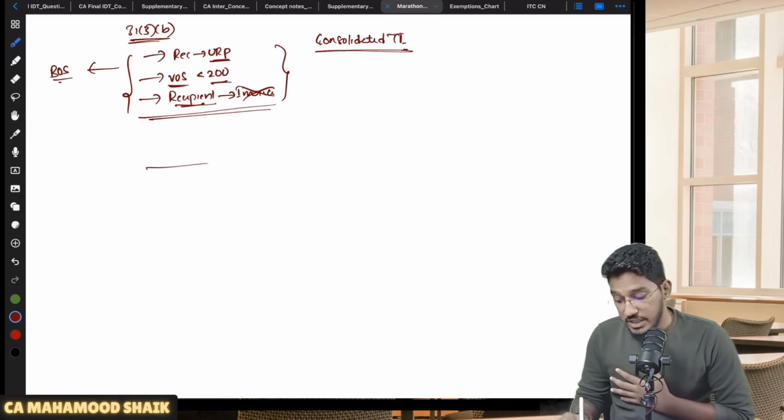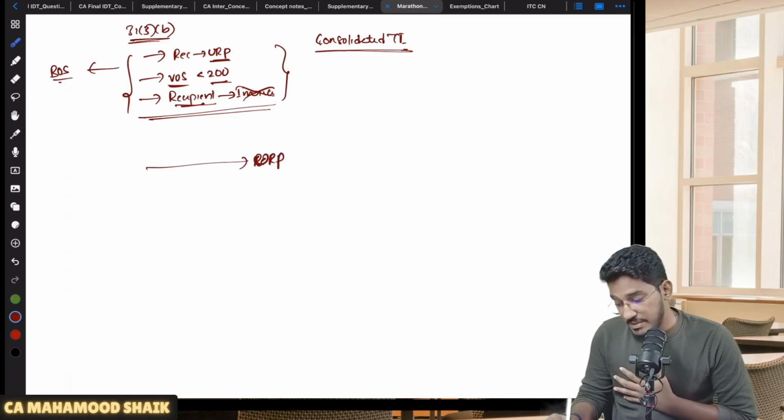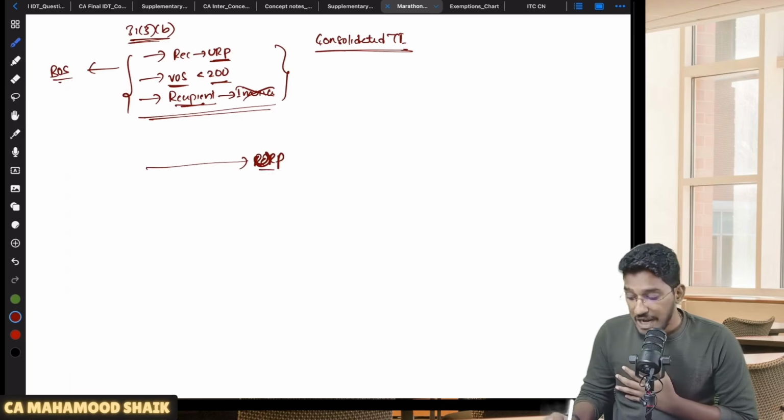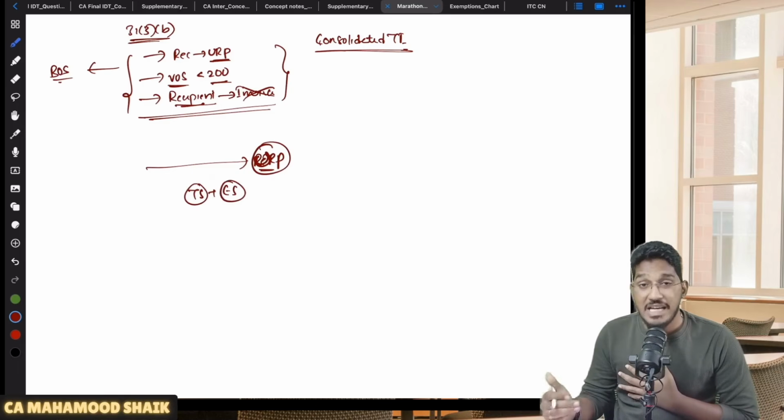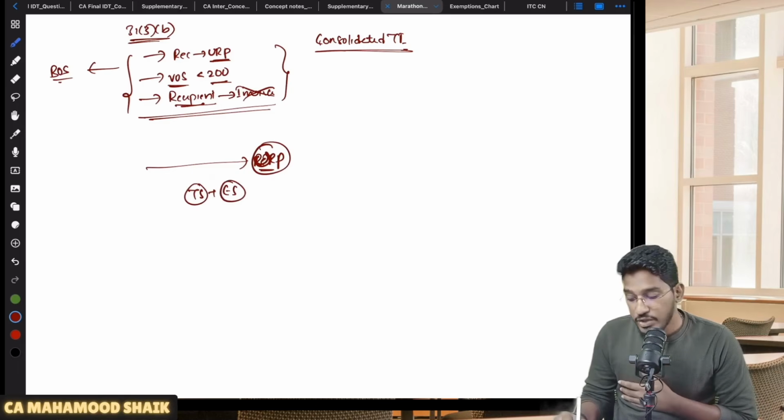And one more rule is there, where they say that if your recipient is an unregistered person, and to that person you are making a taxable supply as well as an exempt supply, am I required to give two separate documents, a tax invoice for the taxable supply and a bill of supply for the exempt supply? Not required.